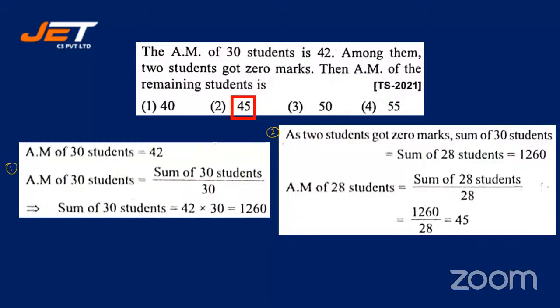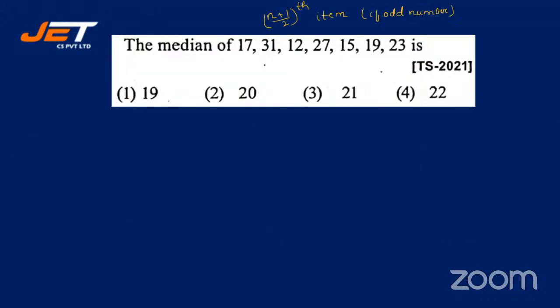Is it clear? They are saying that among 30 students, 2 students got 0 marks. So 30 minus 2 is 28. The arithmetic mean of 28 students is the sum of 28 students divided by 28. That is 1260 divided by 28, which will give us 45. All right. See the next question.